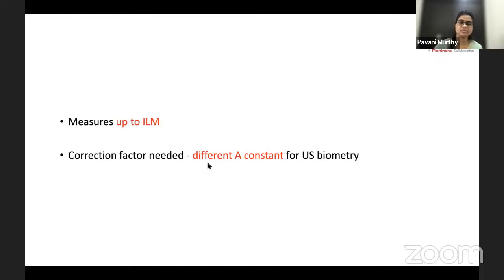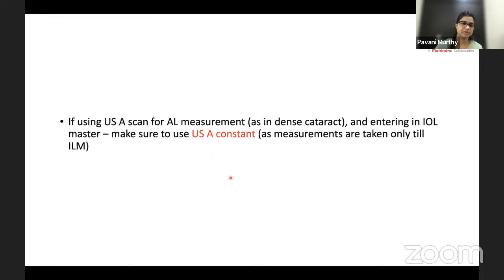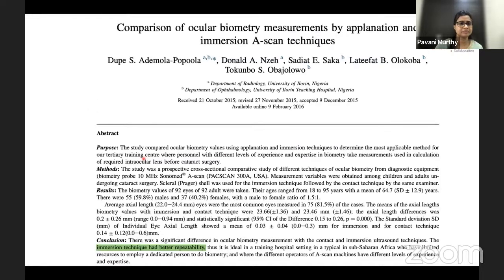whereas optical biometers measure until the RPE. Therefore, a correction factor is needed. So the A constant for ultrasound biometry is different from the A constant for optical biometry. If you are using an A scan value taken from an ultrasound, as in a case of dense cataract, and then entering this value into the IOL Master, make sure that the ultrasound A scan constant is entered for measurements.